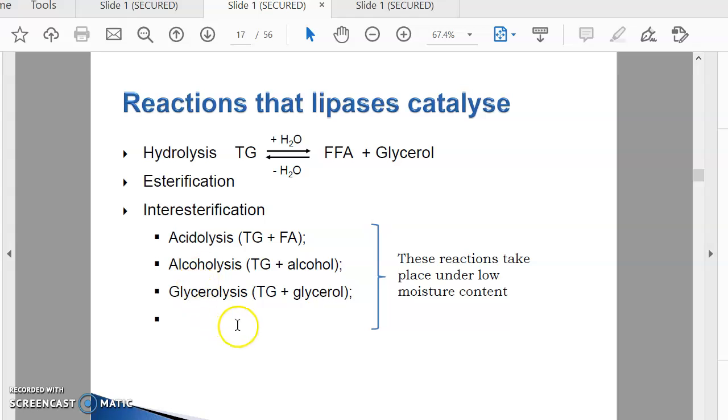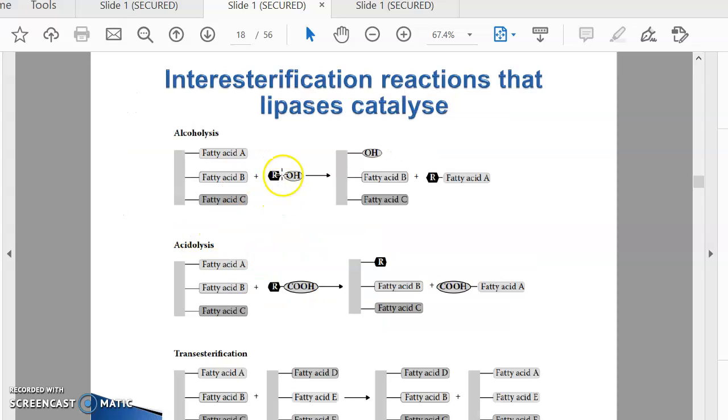I think there are four, because you can see a blank one here, you can find it yourself. But from here we can see the process is acidolysis, which means it happens with the use of acid. The second one is alcoholysis, the use of alcohol, and the last one is glycerolysis. We will see more about this process in the subsequent slides. Interesterification is too long, so I just call them IT reactions that lipases catalyze.